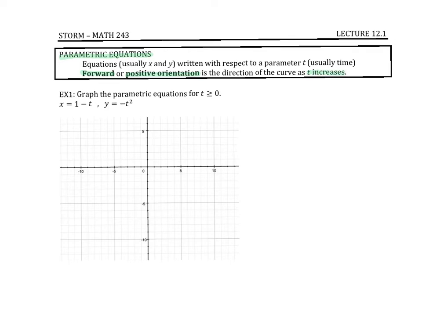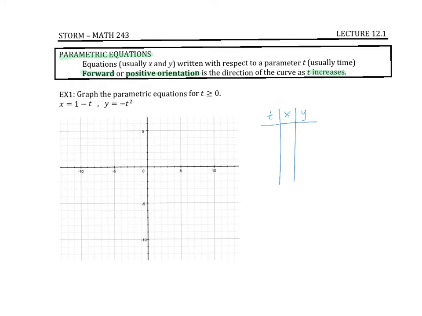In example 1, we're going to graph the parametric equation, and here we're given that our t values are greater than or equal to 0. So notice that x and y are separate equations written with respect to t. So what I'm going to do is make a table of values where for every t value I'll have corresponding x and y values.